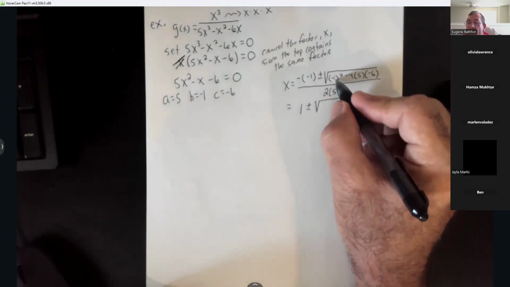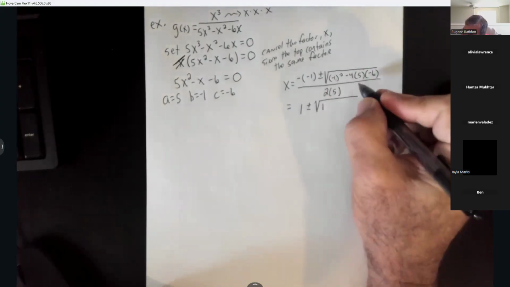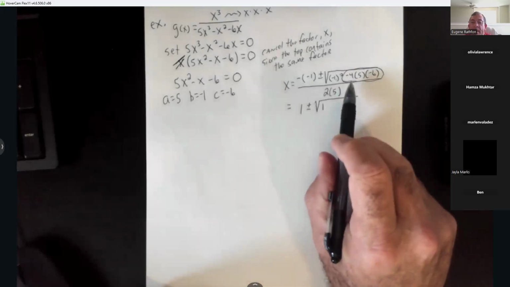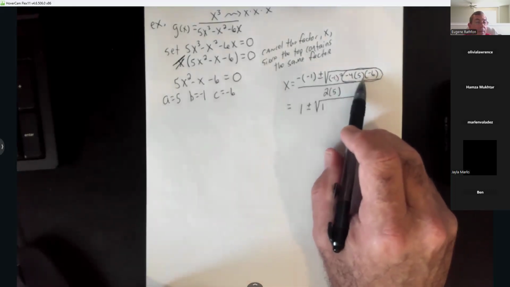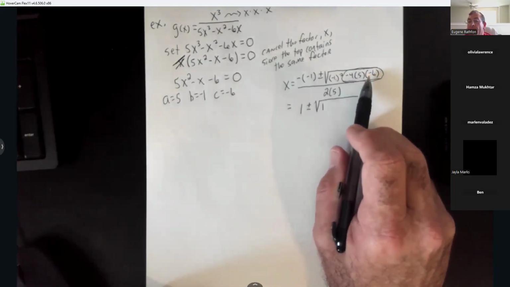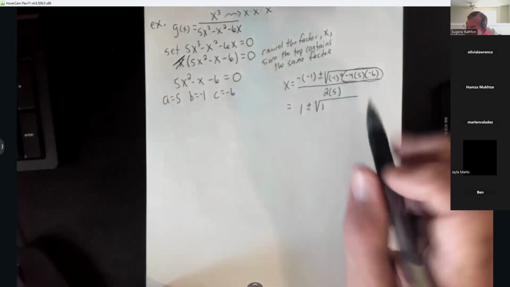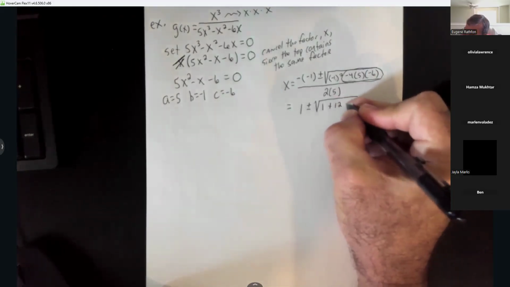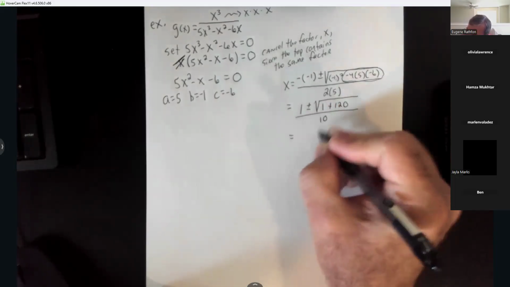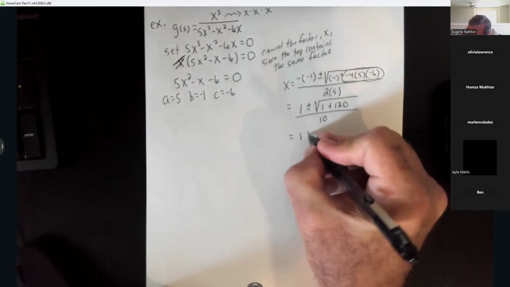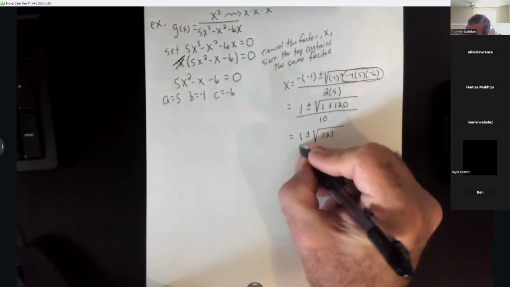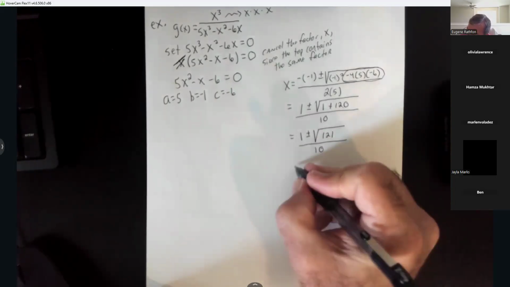Negative 1 squared is a positive 1. And all this side is being multiplied. Negative 4 times 5 is negative 20. Negative 20 times negative 6 is a positive 120. All over 2 times 5, which is 10. So let's add under here. 1 and 120 give me 121 all over 10.